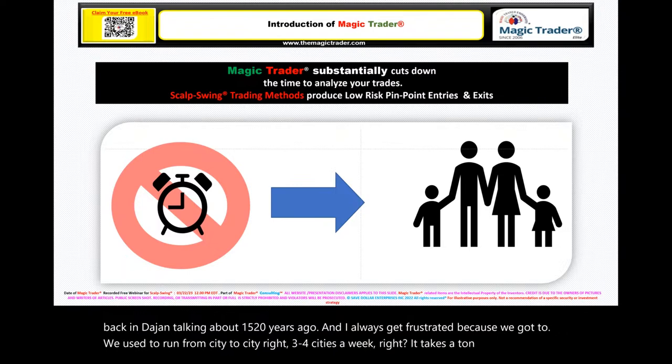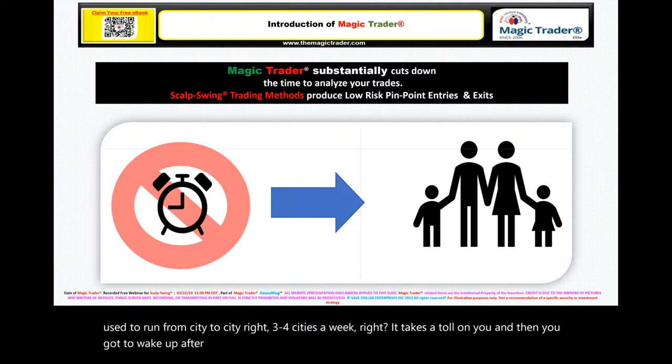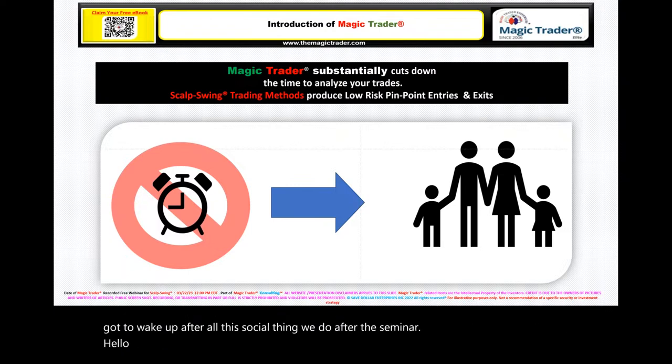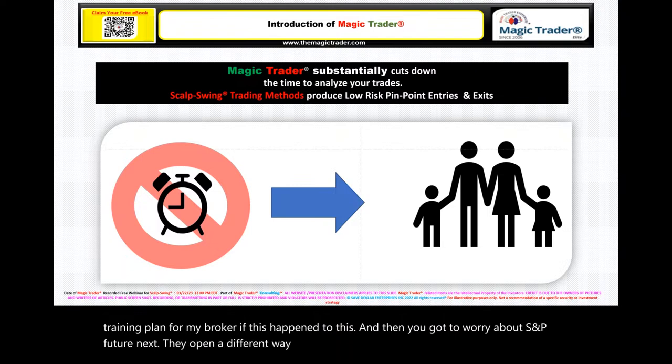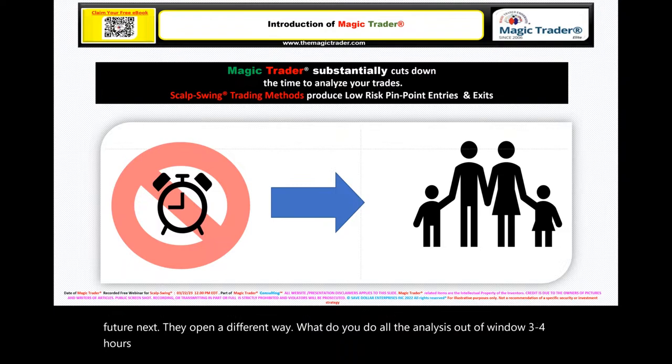And then you got to wake up after all this socializing after the seminar, the power dinner or whatever we do, and then I got to go back to basics, prepare a trading plan for my broker. If this happened to this, and then you got to worry about S&P futures. Next day, it opens up a different way. What do you do? All the analysis goes out the window, three or four hours, waking up while we're traveling. It was getting to my nerves.